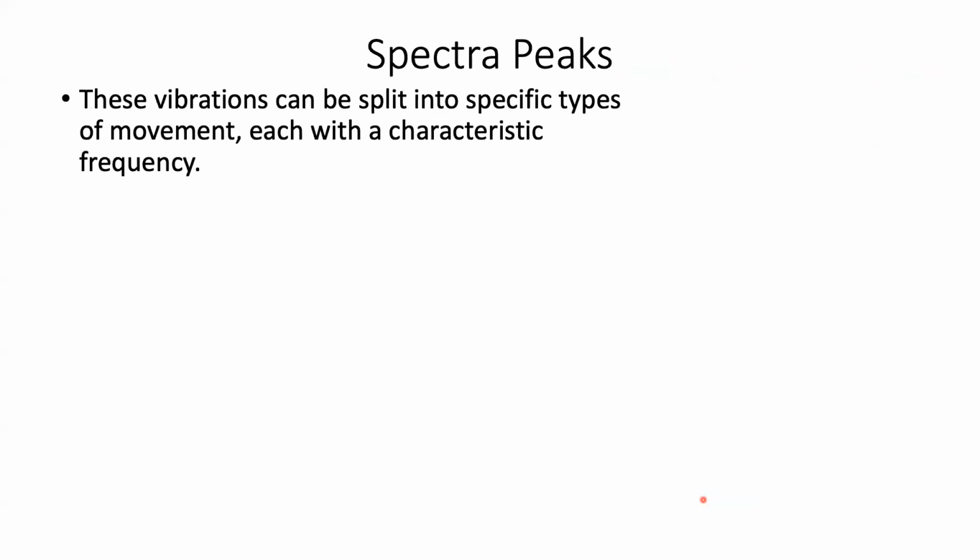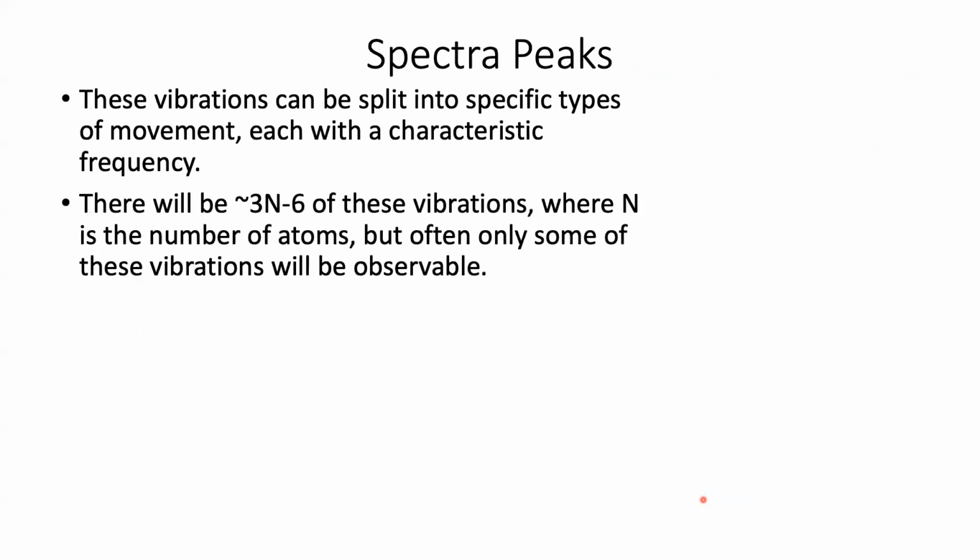So we're going to take this whole realm of molecular vibrations and split them into some very specific types of movement with their characteristic frequencies. So first thing I want you to know is that the number of vibrations will scale with the size of a molecule. So if you have a nonlinear molecule, so pretty much anything bigger than 2 atoms, it typically has 3n-6 vibrations, where n is the number of atoms.